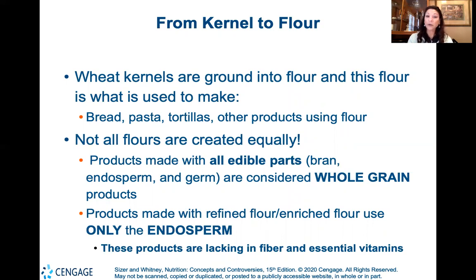The kernel is ground into a flour, but not all flours are made the same. When the entire edible part of the kernel is used, this is what is used to make a whole grain product, like a whole grain bread, for example, or a whole grain pasta. If only the endosperm is used, this is known as a refined grain product. This is the flour that most people are familiar with.